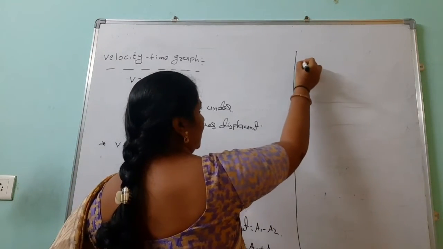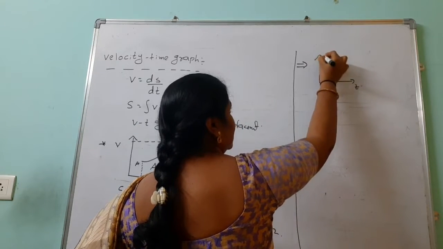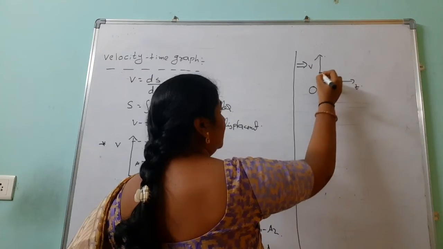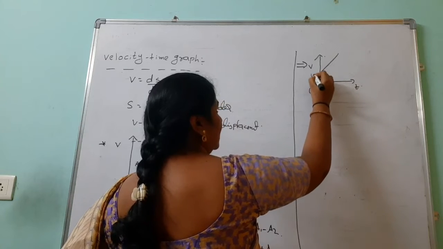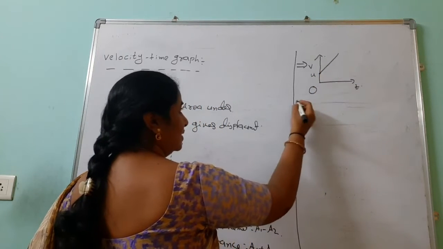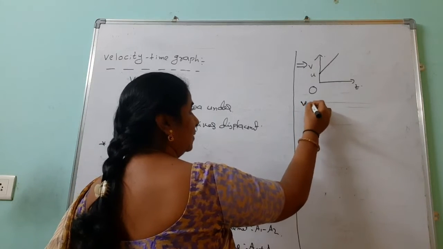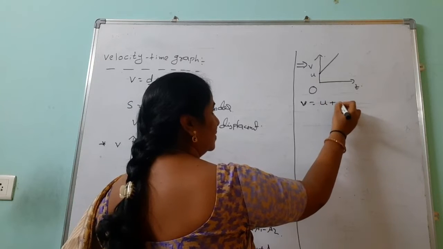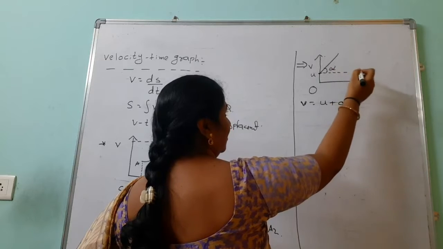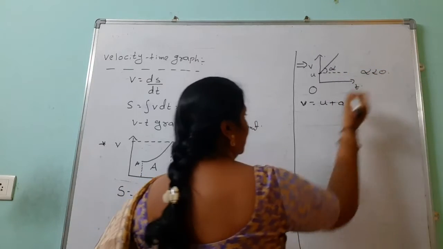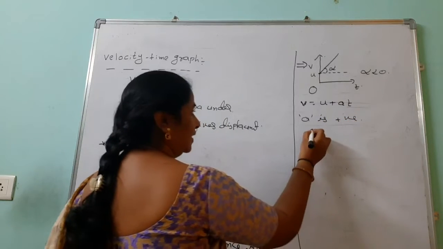Then look here. We are going through some graphs. This is the time and this is the velocity. If the graph is a straight line like this, it starts from the initial velocity. Here velocity is changing with respect to time. We can show this as v equals u plus at. Suppose we take the slope of the graph as alpha. Here alpha is less than 90 degrees, so a is positive.